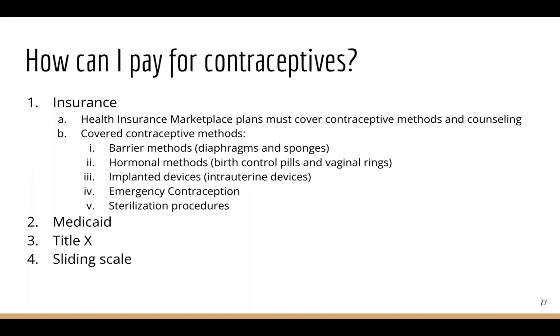How can you pay for contraceptives? Your insurance may be able to cover your contraceptives. Health insurance marketplace plans must cover contraceptive methods and counseling. Covered contraceptive methods are barrier methods such as diaphragms and sponges, hormonal methods like birth control pills and vaginal rings, implanted devices like IUDs, and emergency contraception and sterilization procedures. Medicaid and Title X sliding scale may be able to pay for your contraceptives.